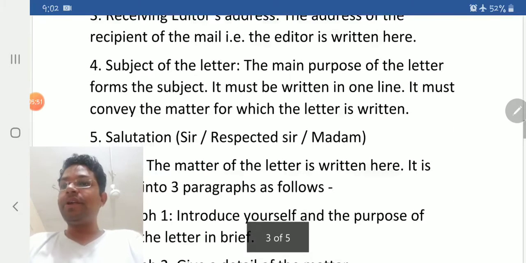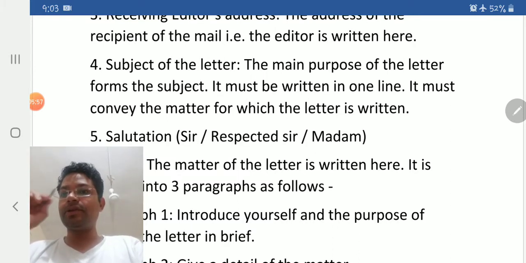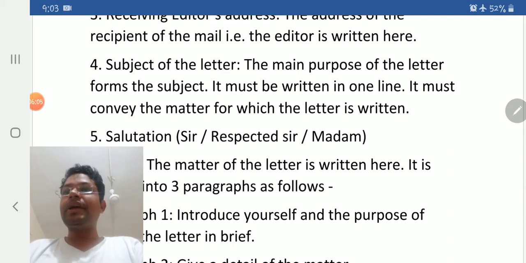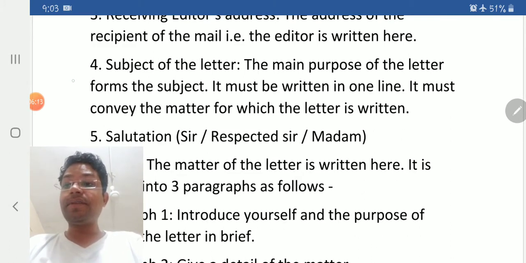Okay. Number 4, you will write the subject of the letter. Here you will write "Subject" and then a colon, and then you write what your subject is. That is the main purpose of the letter, from the subject. It must be written in one line. Okay, it should be written in one sentence. Maybe if your handwriting is very big, sometimes it can be in 2 lines, but remember that it should be one sentence.